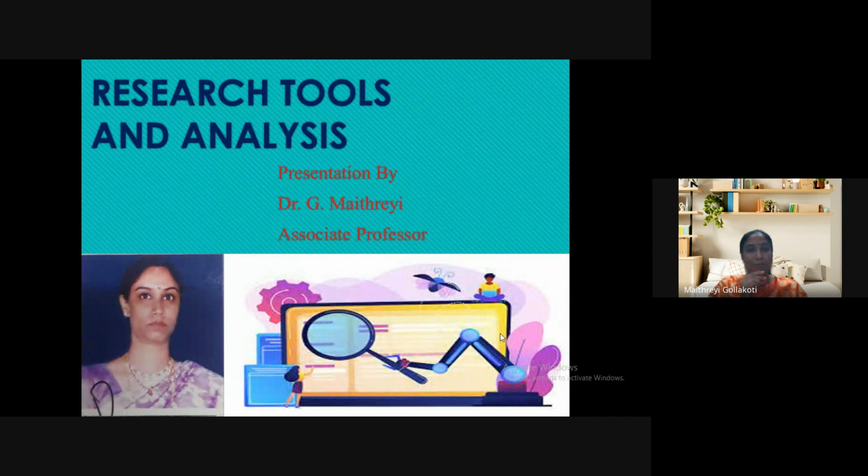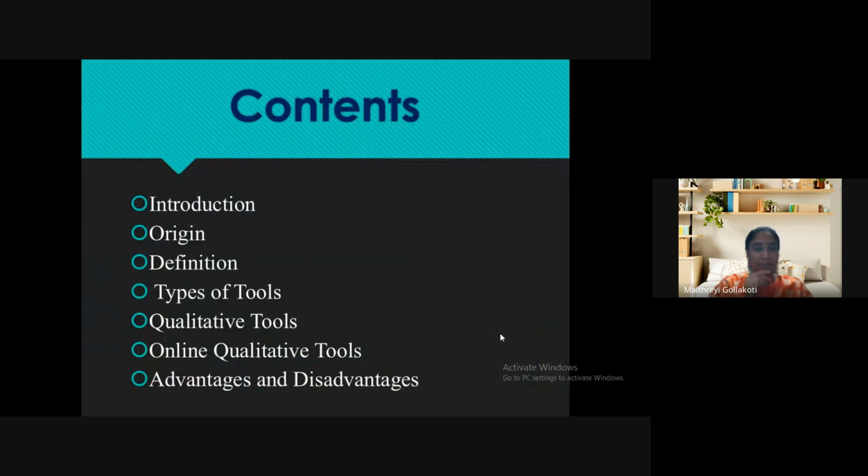My topic for today is research tools and analysis. So, let us try to discuss what research is first, and then we will move on to the tools, and then we will move on to how to analyze those tools. These three are the main aspects of my presentation: research, what are the tools, and how these tools are used for analysis. Okay, can we have the next slide?